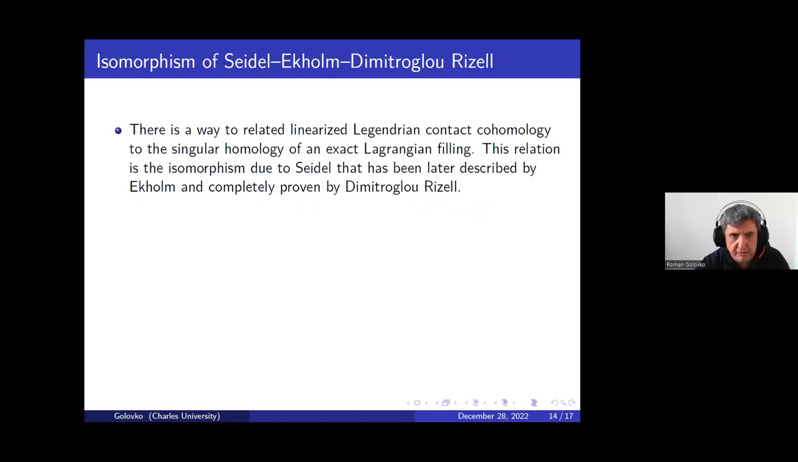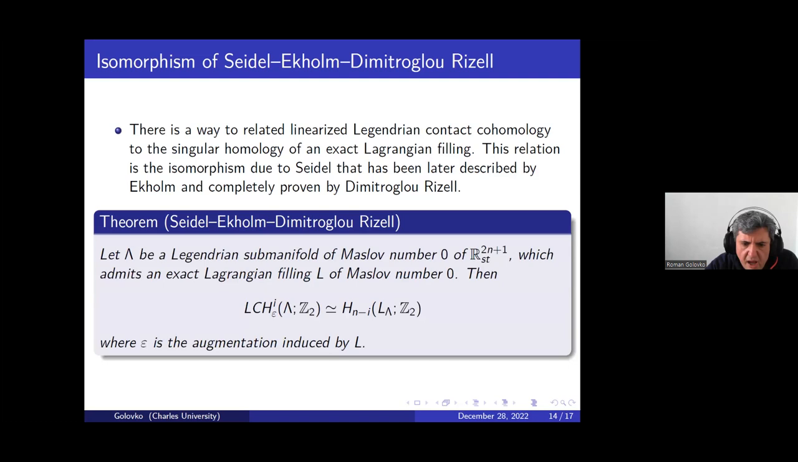We would like to study these linearizations. In order to relate our linearizations to the H1 of the manifolds that we described, we need the so-called isomorphism of Seidel, Ekholm, Dimitroglou Rizell. It turns out that there is a way to relate linearized Legendrian contact cohomology to the singular homology of an exact Lagrangian filling. It was first predicted by Seidel, as a consequence of the Legendrian Floer homology long exact sequence, and then it was extended by Ekholm and Dimitroglou Rizell. Basically, it says that the i-th linearized Legendrian contact cohomology of a Legendrian is isomorphic to the (n minus i)-th singular homology of the filling.